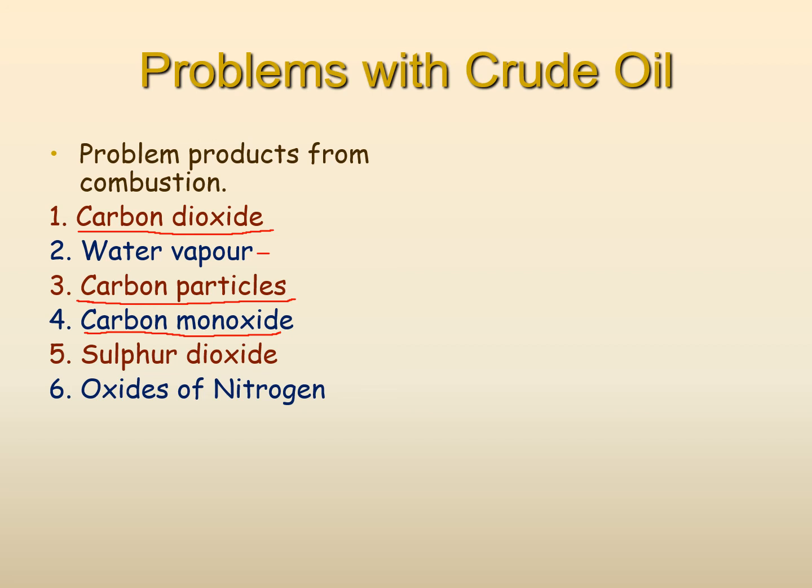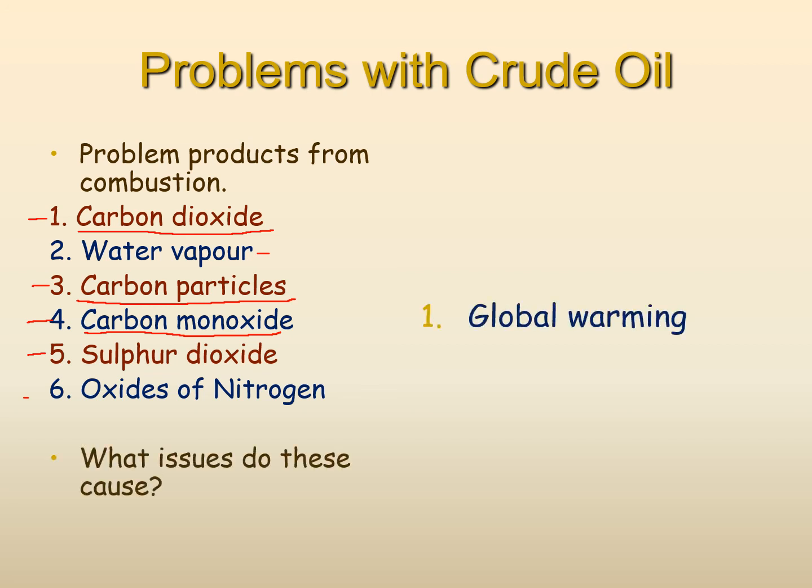So sulfur dioxide, oxides of nitrogen, these are the key list of problems. Particulates, carbon dioxide, carbon monoxide, sulfur dioxide, and oxides of nitrogen. So what issues do these cause? Well, the four big issues you need to be aware of.